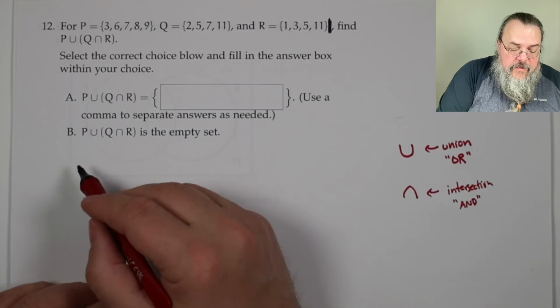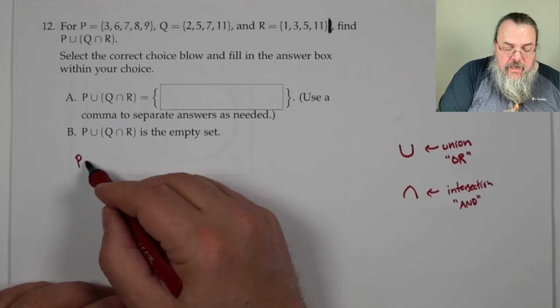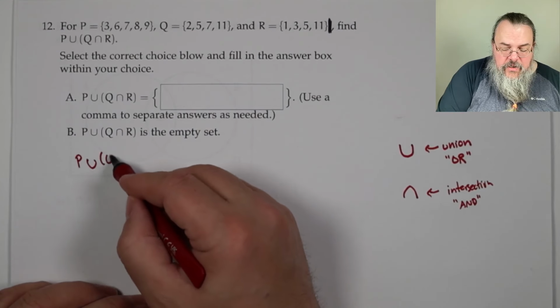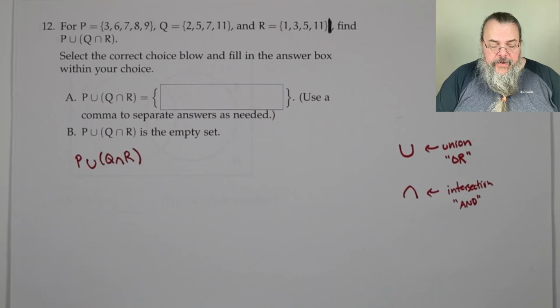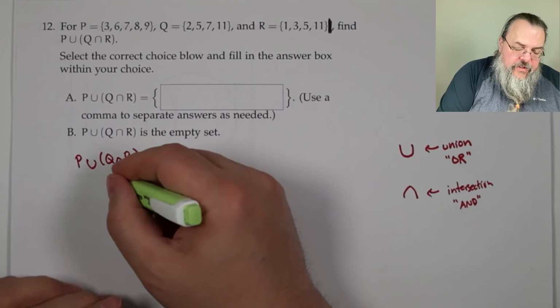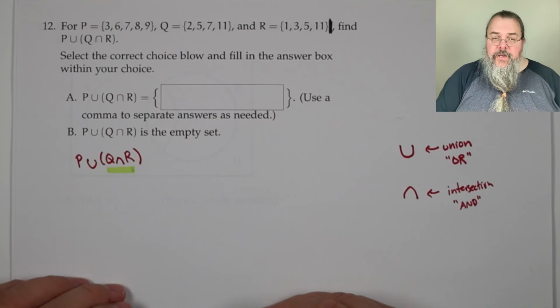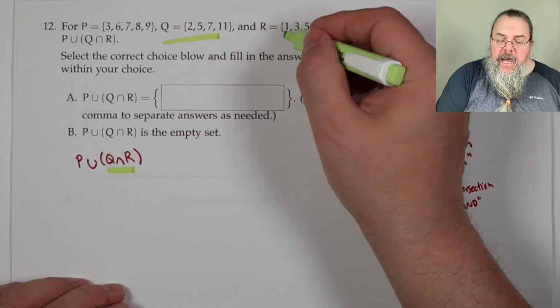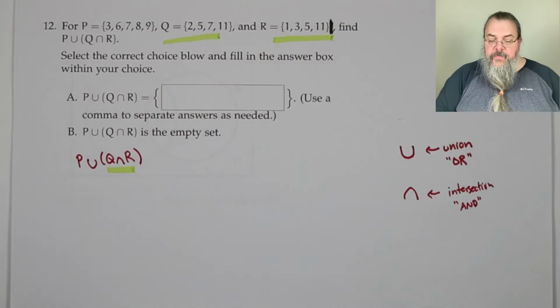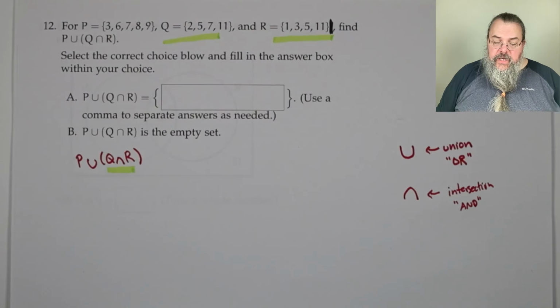So let's sort of dig into this. P union Q intersection R. And whenever you have parentheses, work within the parentheses first. So let's start with this. It says Q intersect R. So I have to be in Q and in R. So we start saying, okay, are there things common to both?